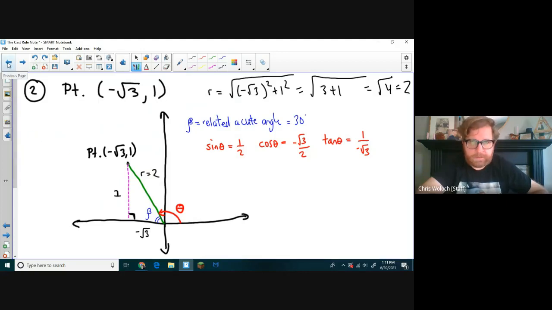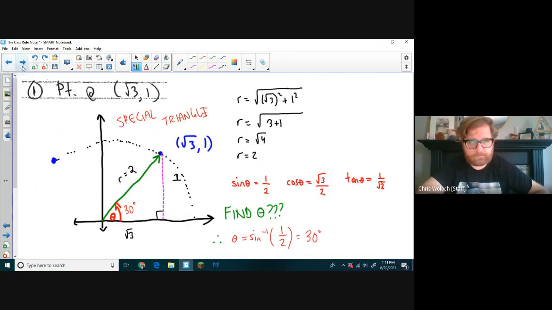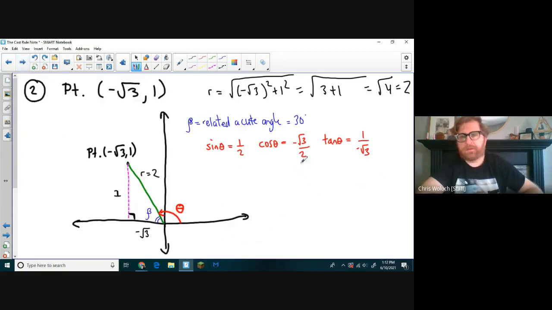If you'll allow me, I'm just going to flip back. These ratios from quadrant 1 are the same in quadrant 2. The only difference is cos and tangent are negative. Everybody okay with that?